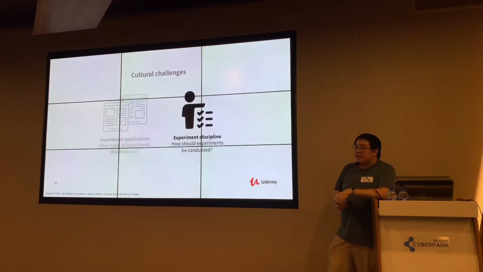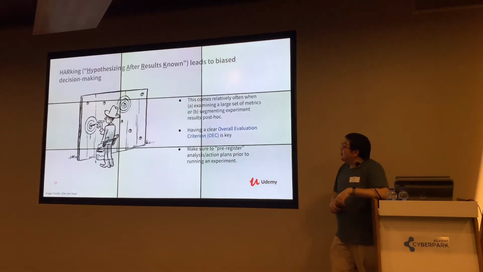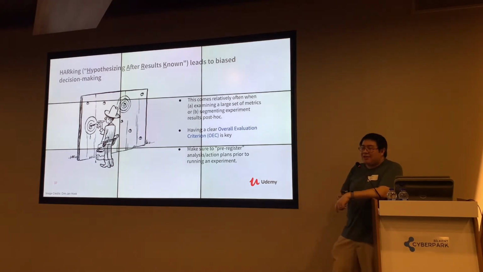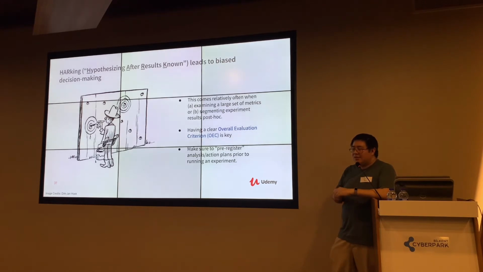Other thing I'll talk about here is experiment discipline. How should experiments be conducted? One common thing that can occur, an anti-pattern in A/B testing, is to run an A/B test, start splitting users into a treatment group and control group, and then once you've finished running the A/B test, you look at the results and cherry pick whichever set of results looks most appealing to justify launching a new product feature.